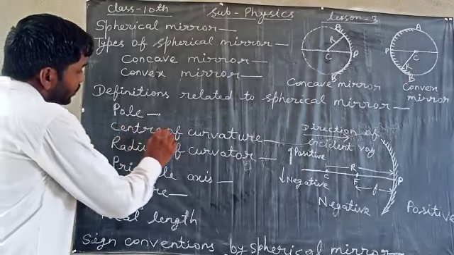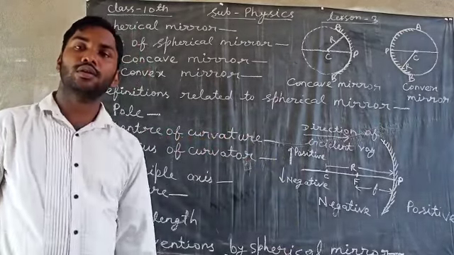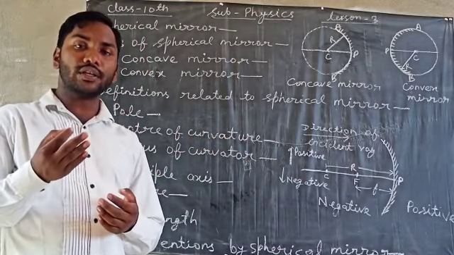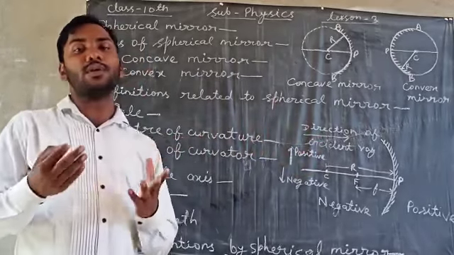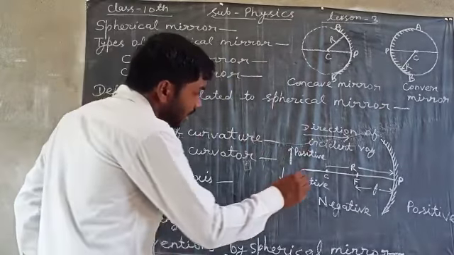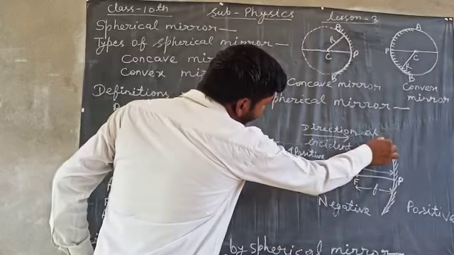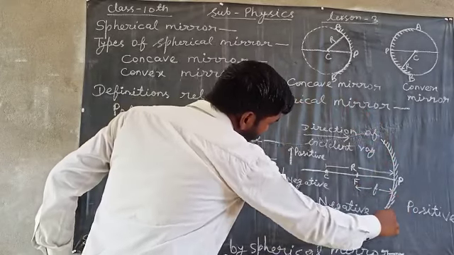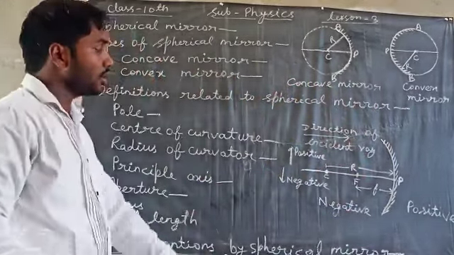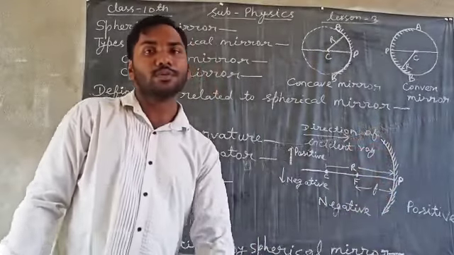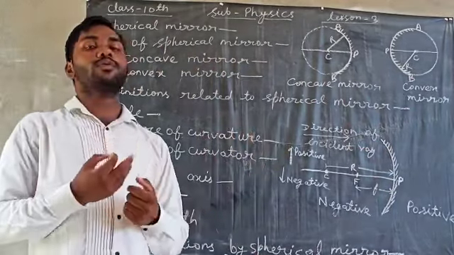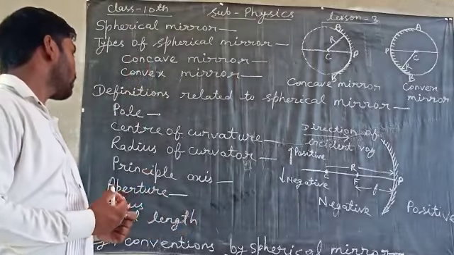After that, the center of curvature. The center of the sphere of which the spherical mirror is formed is called the center of curvature. You can see here C. When we extend this, it will form a sphere, and C is the center of that sphere, and the mirror is a part of the sphere. So the center of the sphere from which the mirror is formed is called the center of curvature.